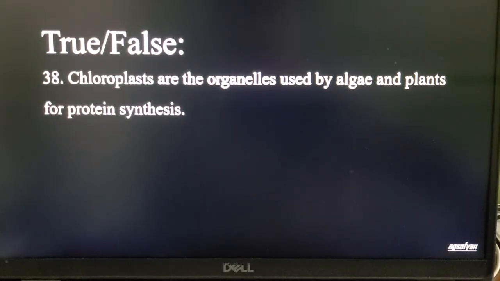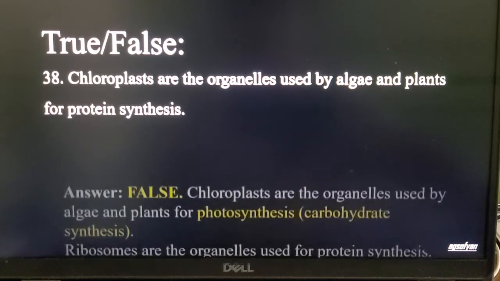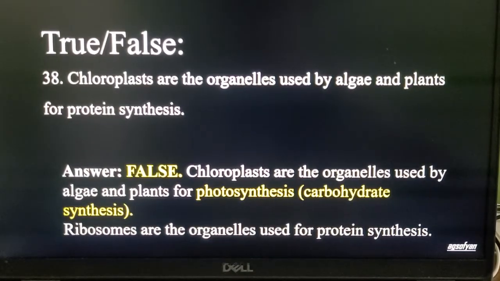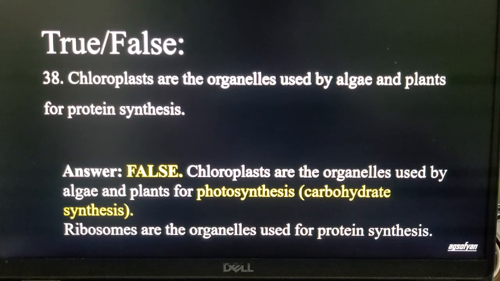Number 38. Chloroplasts are organelles used by algae and plants for protein synthesis. Choose your answer. It should be false. It is not protein synthesis. It is photosynthesis, which is making food. Protein synthesis is made in ribosomes. Remember that the organelle that makes protein is called ribosome, not chloroplast. Chloroplast is for photosynthesis.